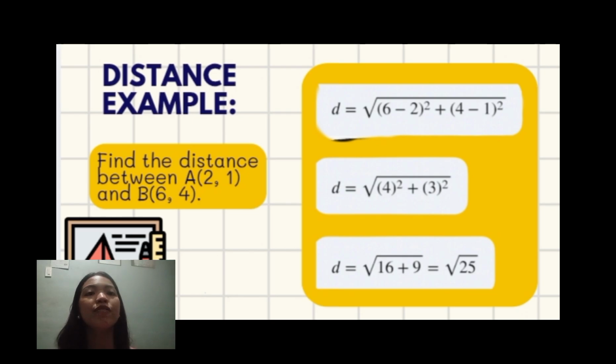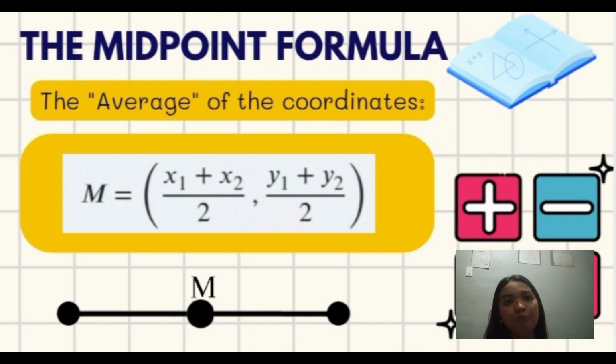Now, if you don't have any questions about the distance formula, let's proceed to the midpoint formula. So now that we know how to find the total distance of a segment, what if we want to locate the exact center of it? Imagine a line segment with a point sitting perfectly squarely in the middle. We label this point as M for midpoint.